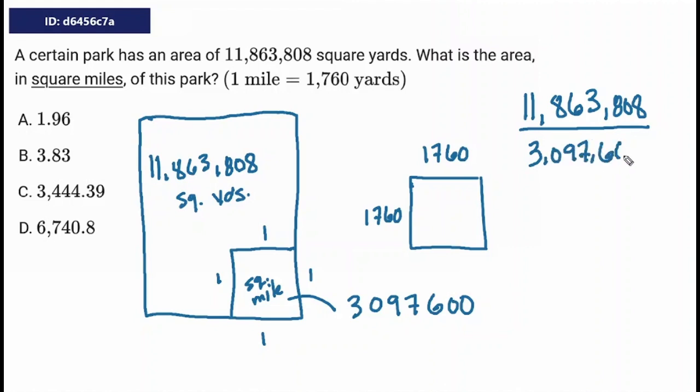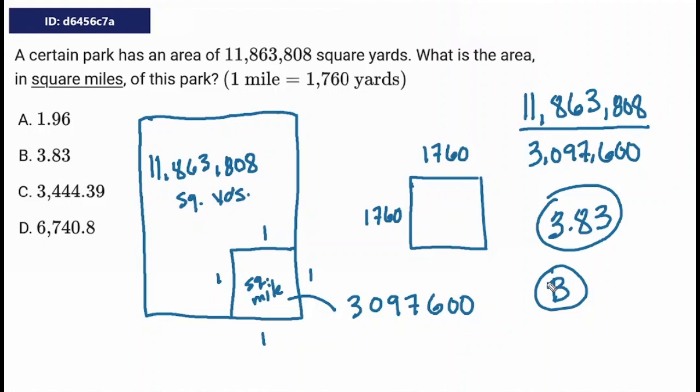Be real careful when you put this in your calculator, because if you miss a digit, you're obviously going to screw it up. And when you do that very carefully in your calculator, you're going to get 3.83. And guys, that's the answer. It's B. You pick it, you get it right, you move on.